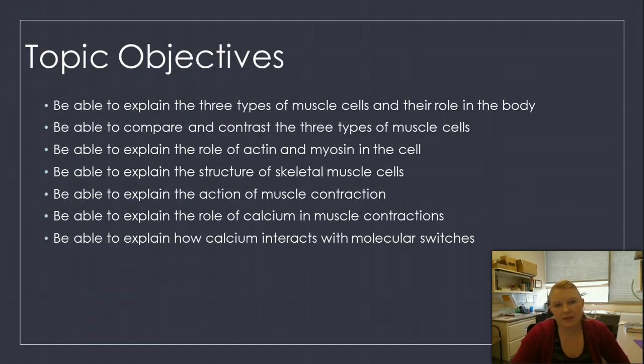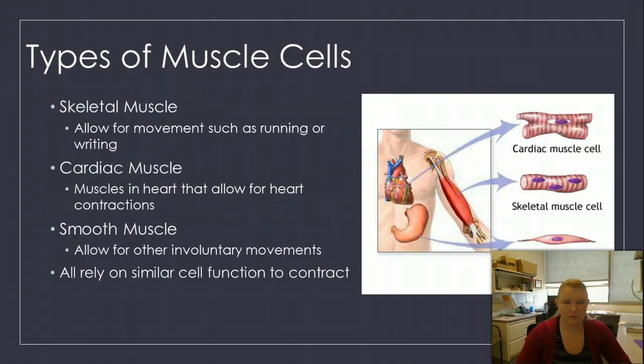Here are the topic objectives. I expect these ones to be maybe the most difficult objectives of the chapter for you, so please let me know if you have any questions about them so we can go through these. Now, as I said, in A and P, you probably went through all sorts of different stuff, but there's three main types of tissue we're going to talk about here because we're in cell biology, looking at the cellular level. So we're going to just talk about the three main types of muscle cells: skeletal, cardiac, and smooth.